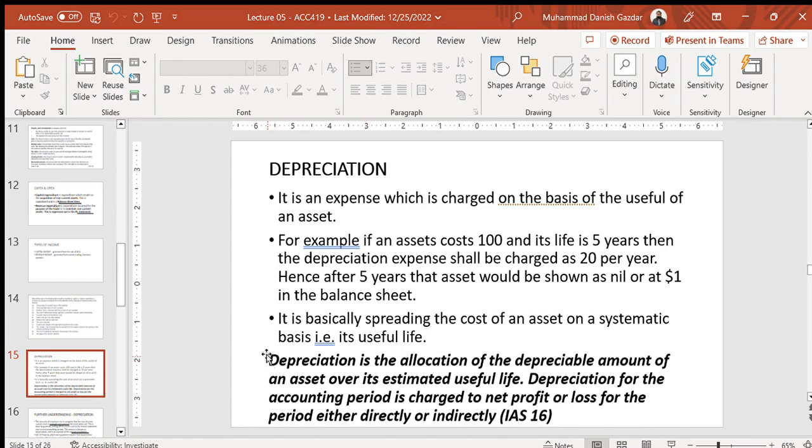And this is the official definition. Depreciation is the allocation of the depreciable amount of an asset over its estimated useful life. Depreciation for the accounting period is charged to profit and loss for the period directly or indirectly.